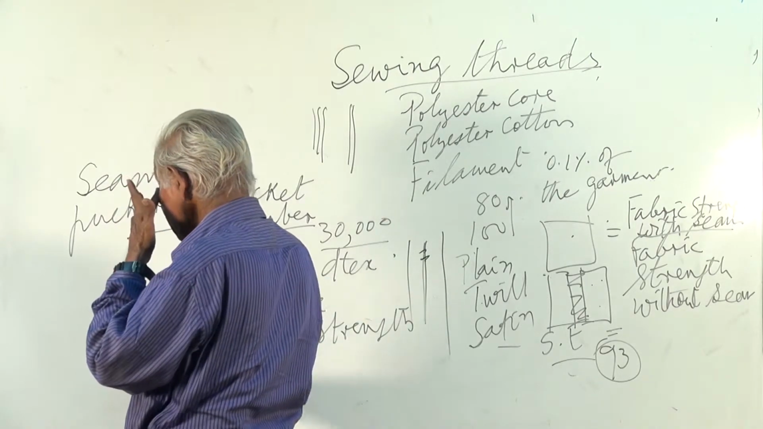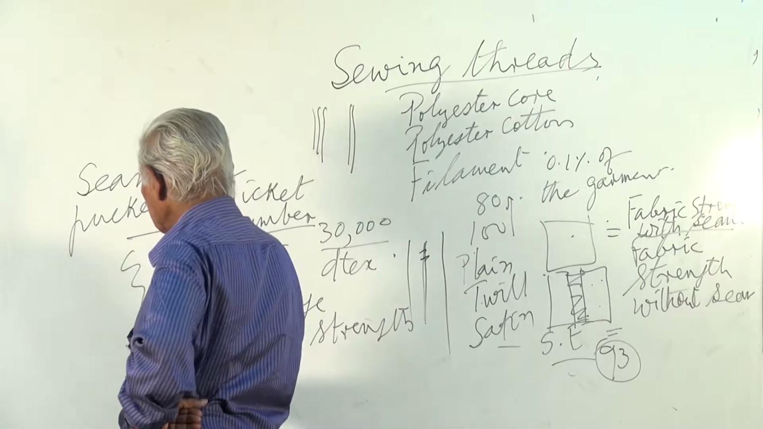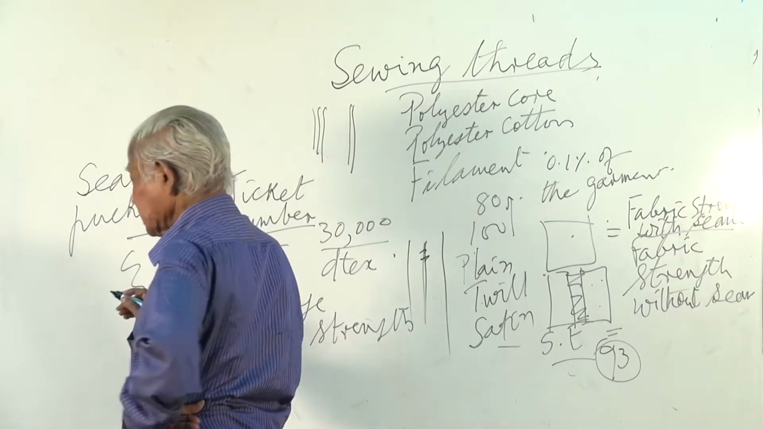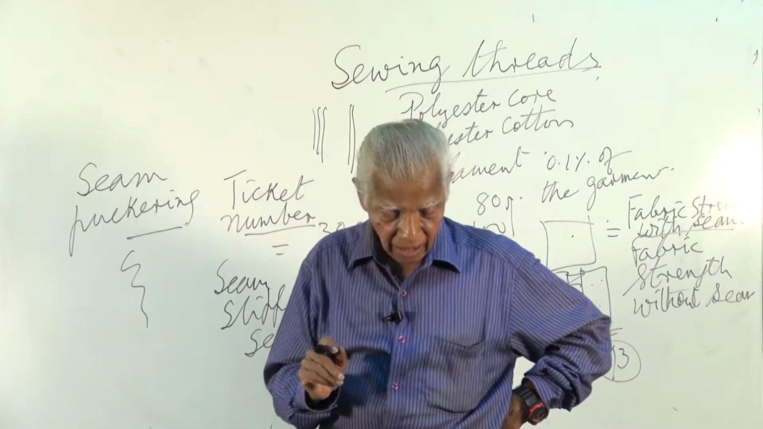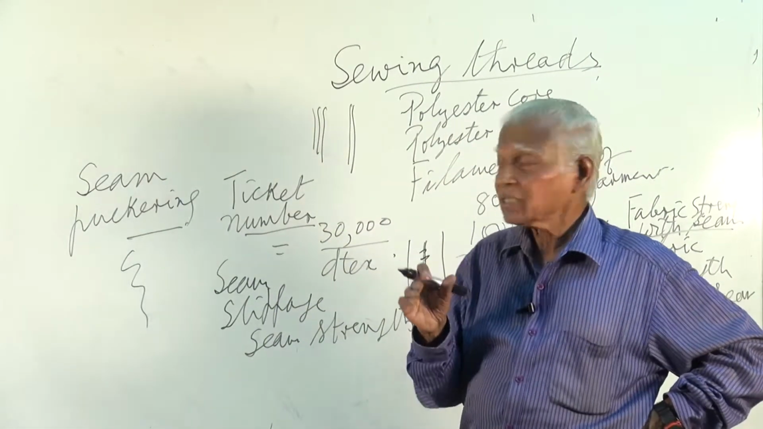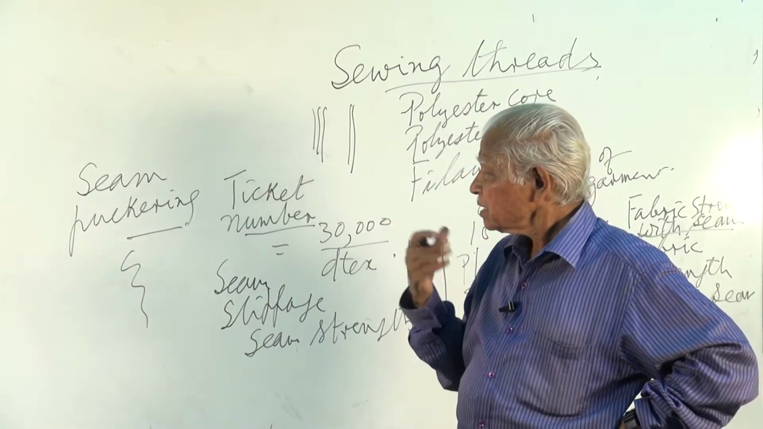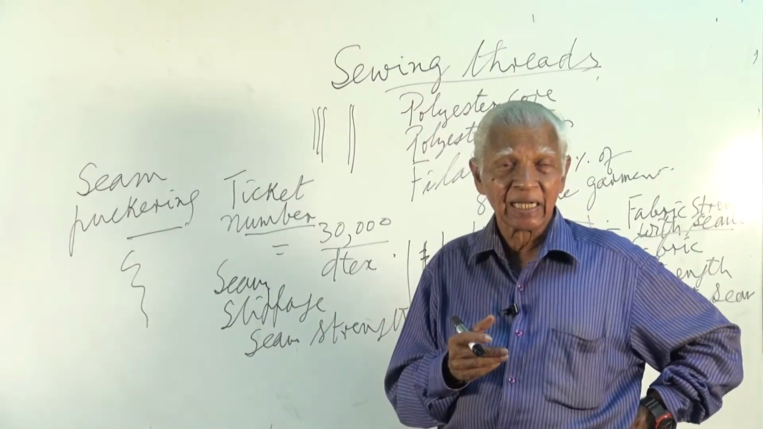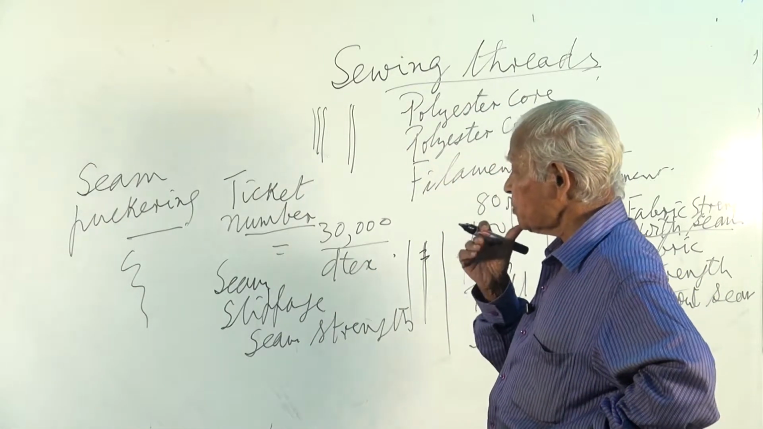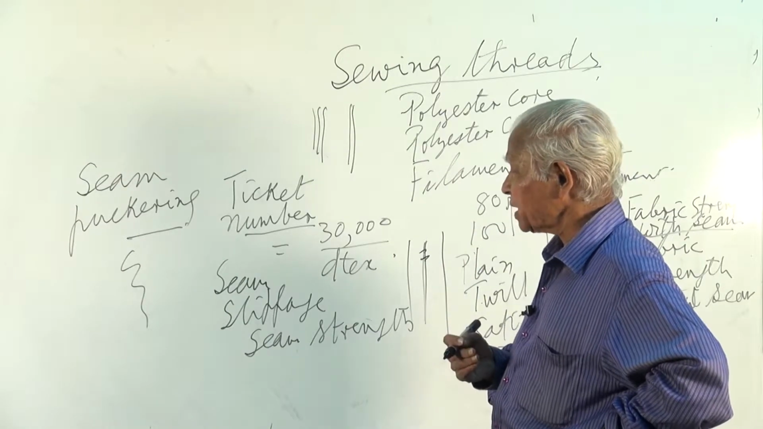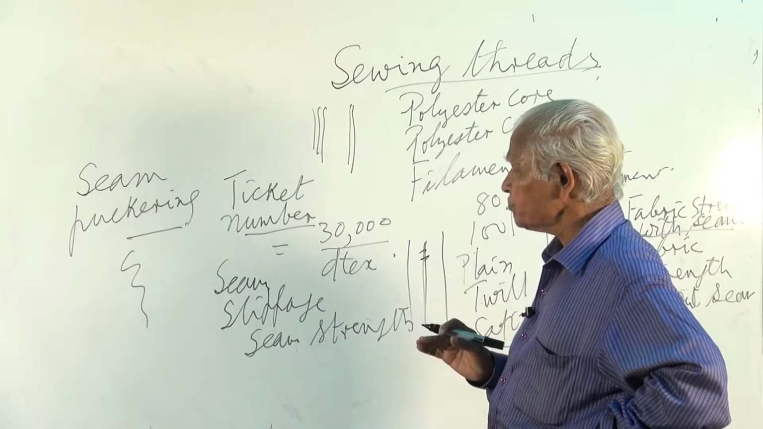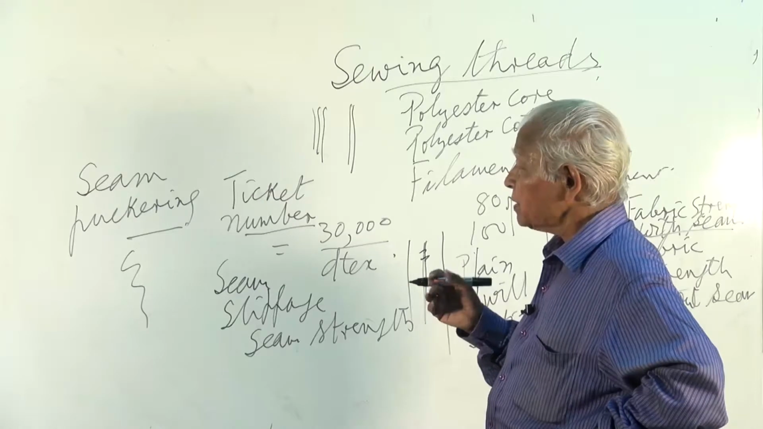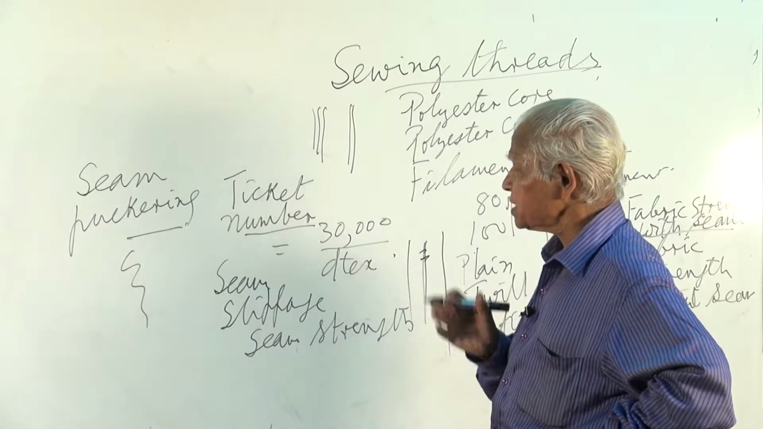Now the waviness that is found in the armhole of a garment, that is called seam puckering. Seam puckering is not desirable in a garment because it reduces the appeal for the garment, and a garment which is highly having a puckering effect is discarded. And there are so many factors which contribute to this seam puckering.